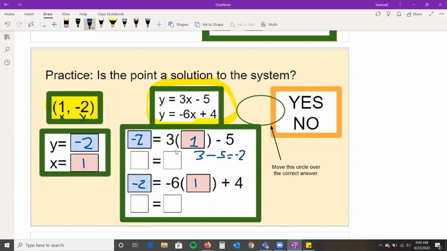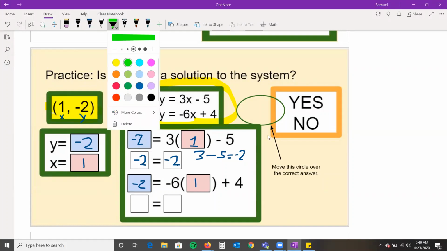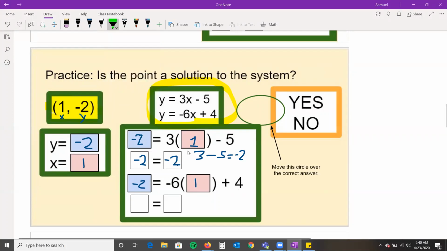So this bottom equation now says negative 2 on the right-hand side, and then it's just a negative 2 on the left-hand side. So is that a true statement? What do you guys think? Okay, it is going to be a true statement, right? Negative 2 is equal to negative 2. Yeah, that makes sense. So then we look at the second one.